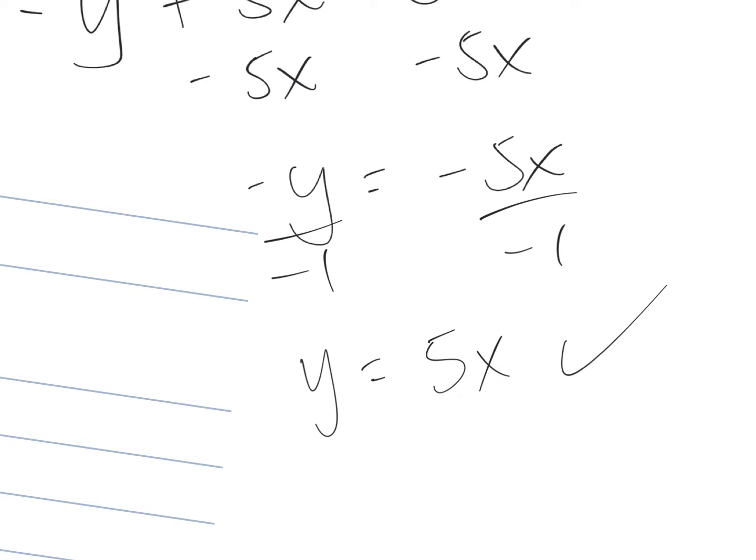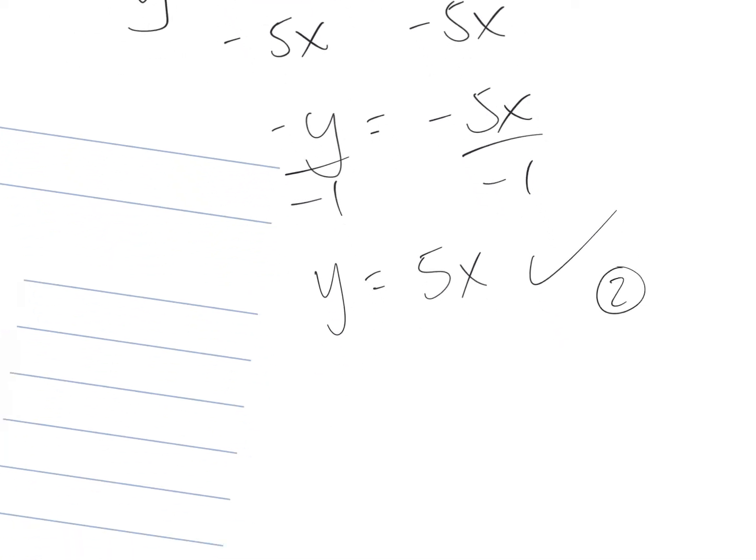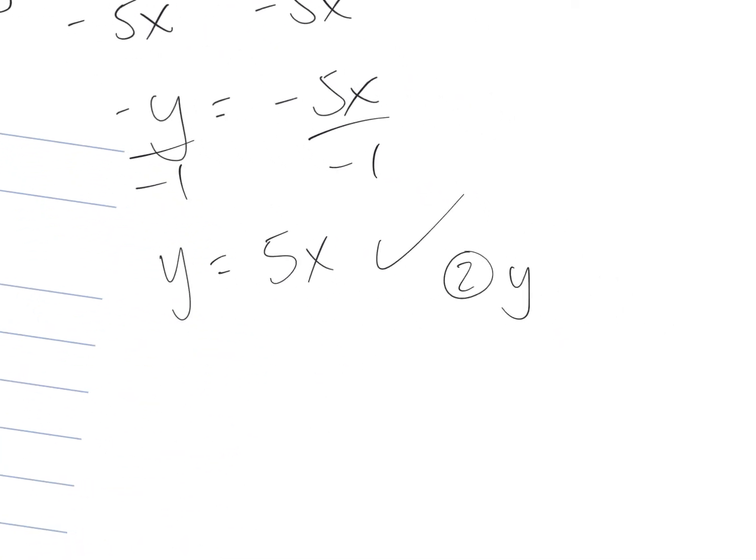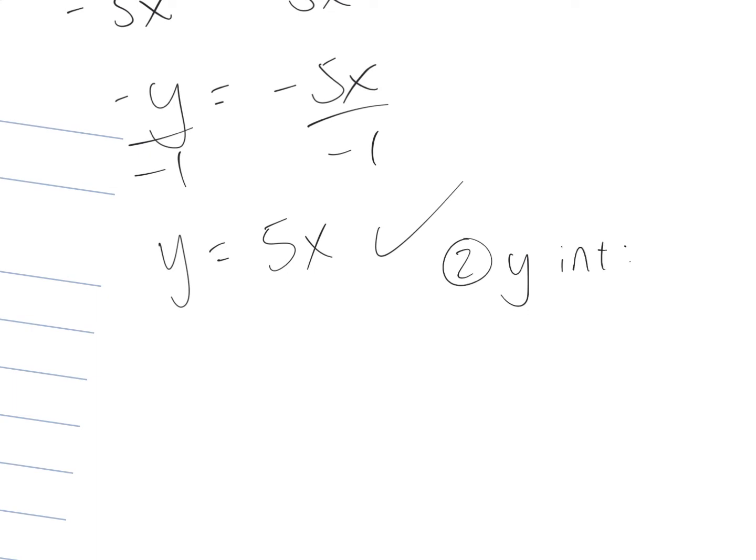What do I do next? What was step number 2? AJ? Find the y-intercept. Let's go. What is the y-intercept of this guy? 0. It's 0, because there's no b value. So b must be equal to 0. Which means what point is going to be on my graph, Gabriel? Caitlin? Yep, 0, 0.